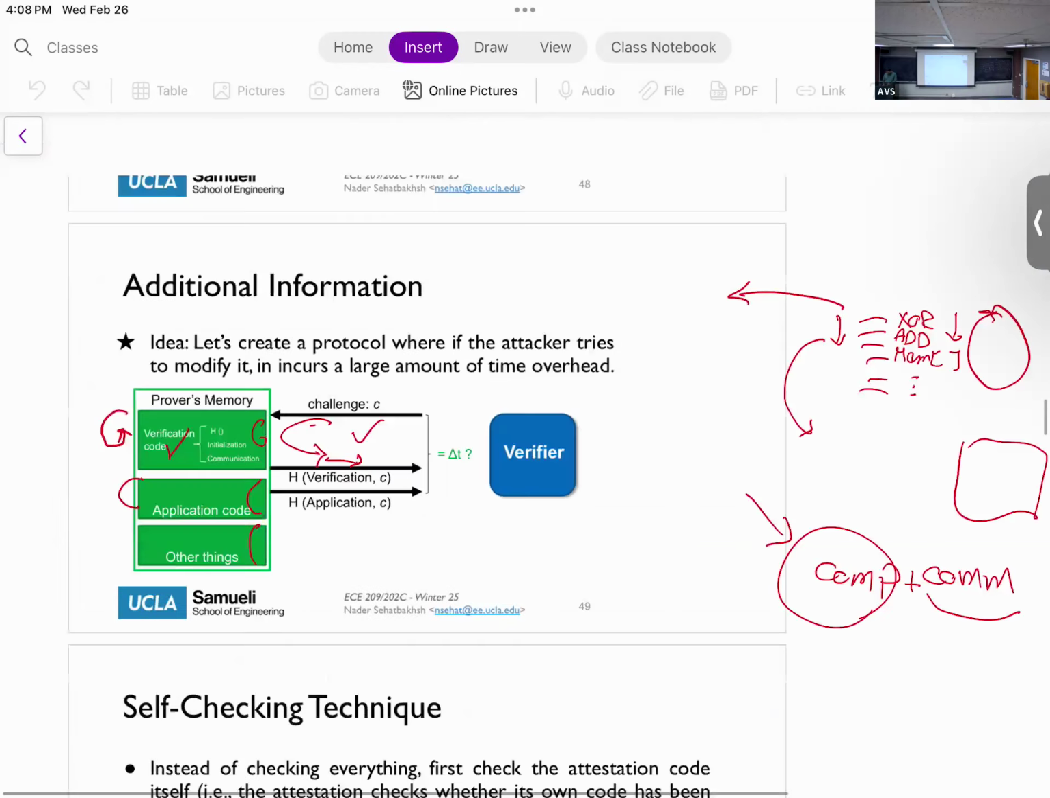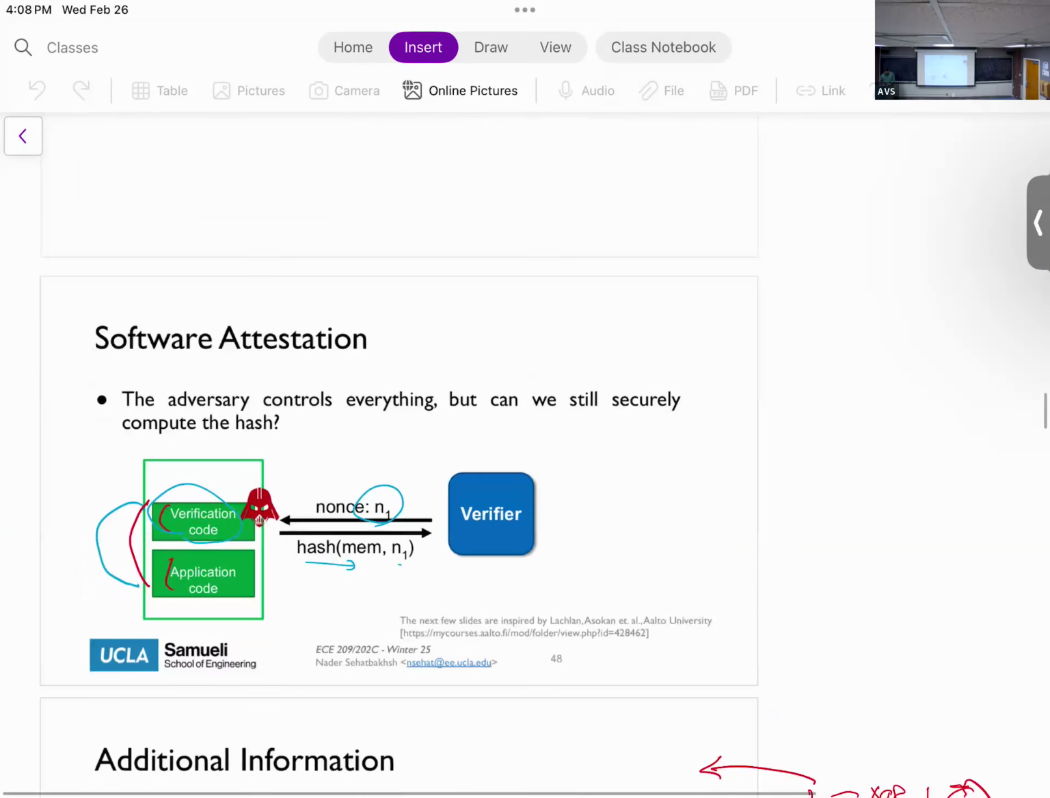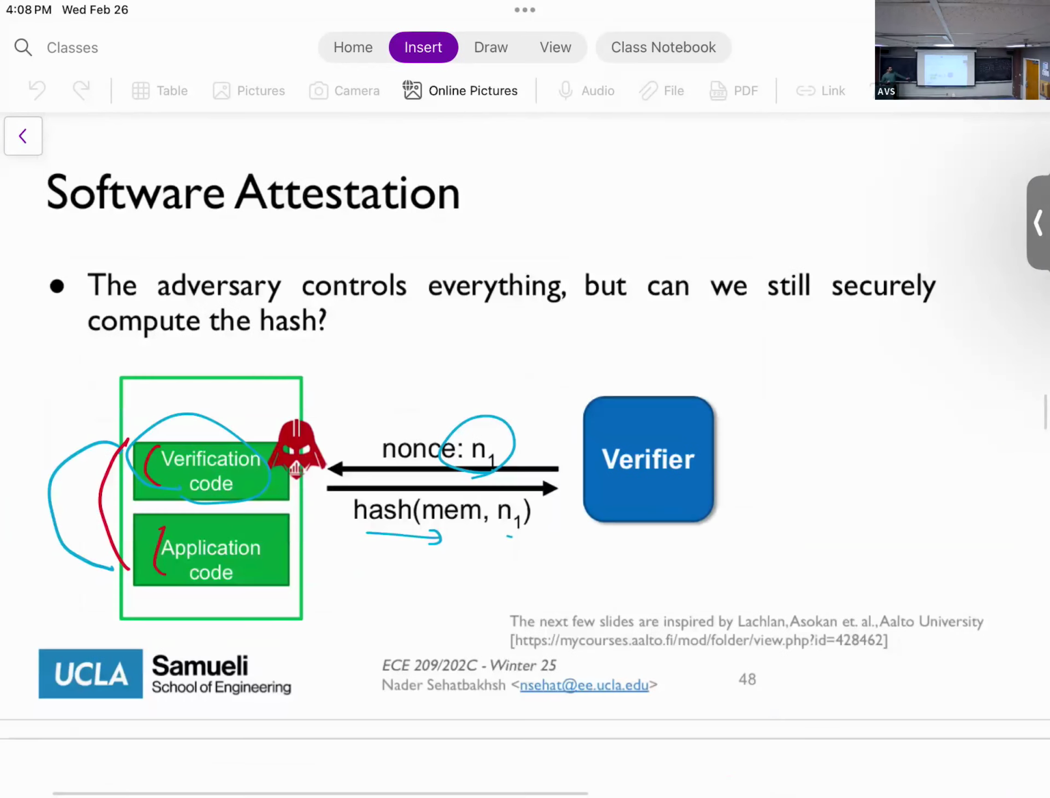So we were here, we were talking about software attestation. We said that essentially we're going to have two pieces of code, a verification code and an application code. The idea is that we're going to create what we call a self-checking attestation, where the verification code checks the verification code itself, but the verification code also does the checking. So that's why it's called self-checking.